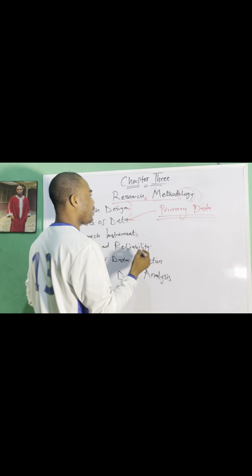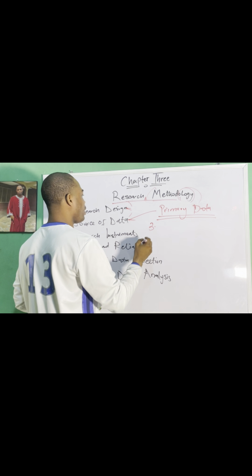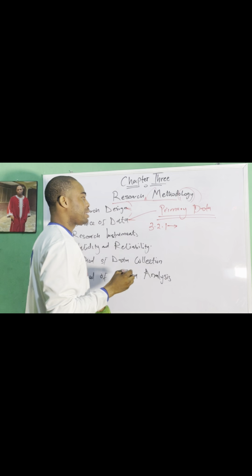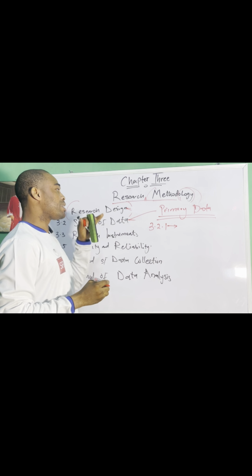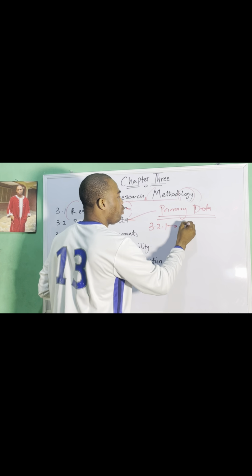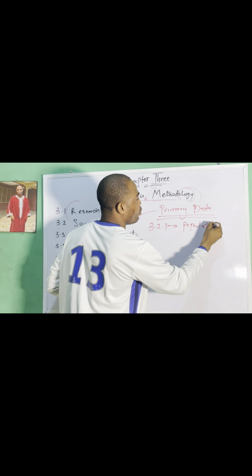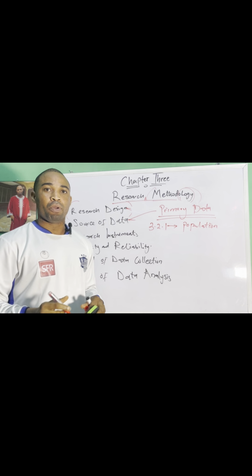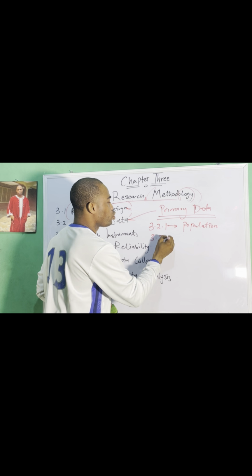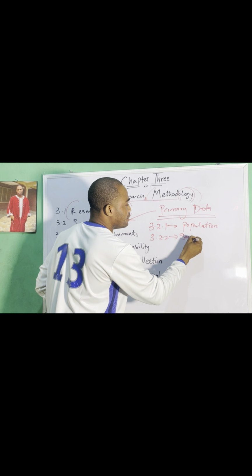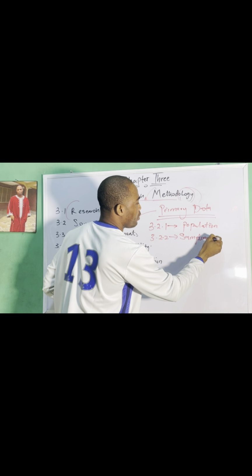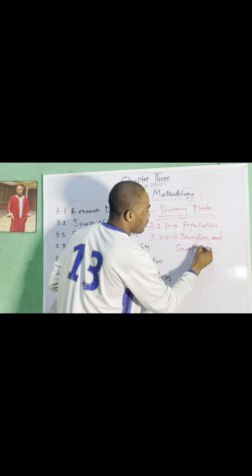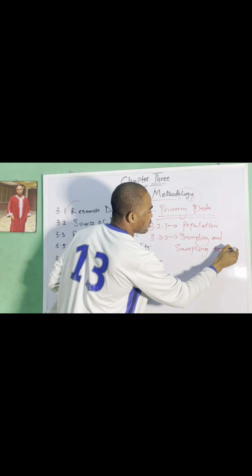If you want to use primary data, there are some other important aspects in your primary data which are referred to as 3.21. When we know that your source of data is primary data, you have to determine your population of the study. Or let me just put our population because of the board. You have the population, then your 3.22 will be sampling and sampling techniques. You have the sampling and you have the sampling techniques.